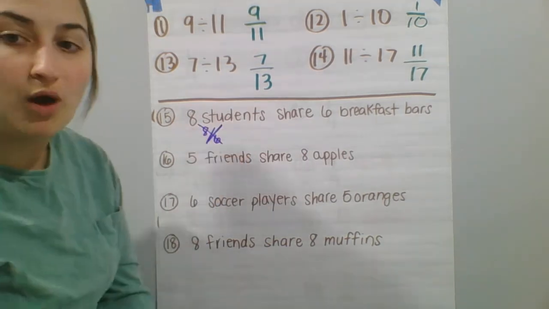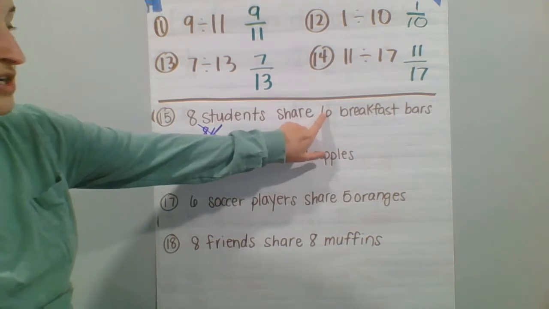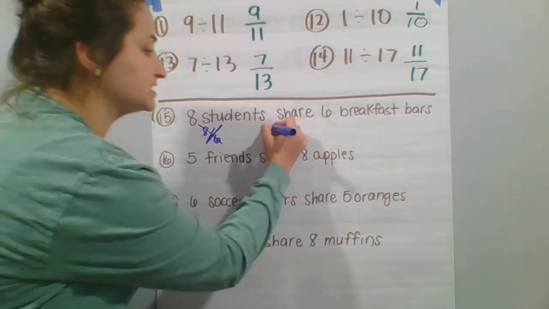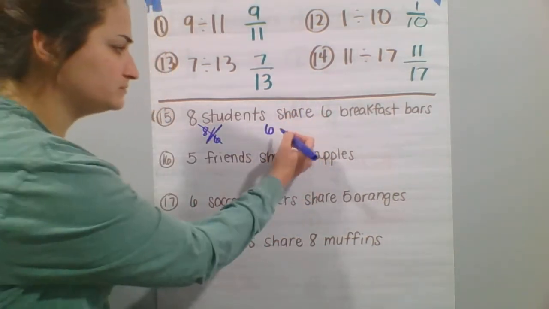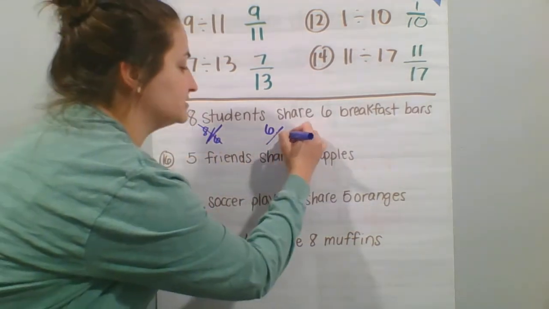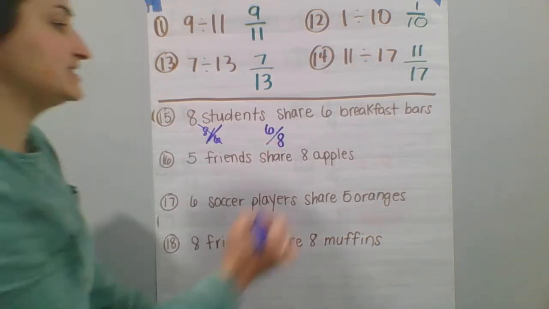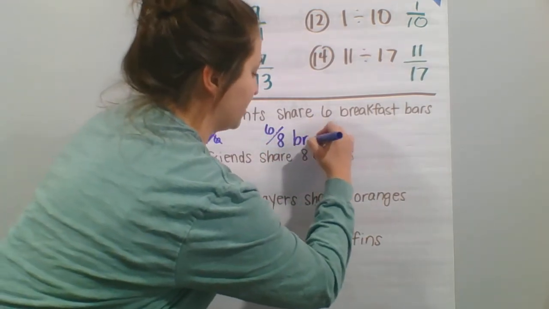So we want to think about what it is that we're breaking, what it is that our whole is that we're talking about. So in this case, we're taking our 6 breakfast bars and we're dividing those 6 breakfast bars with our 8 students, which means that each student is going to get 6/8 breakfast bar.